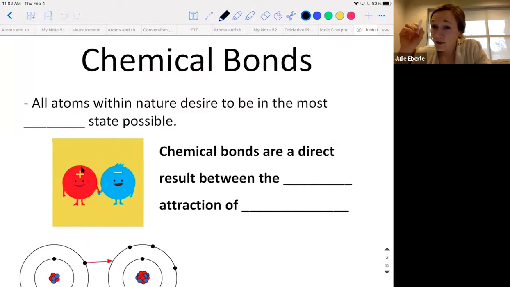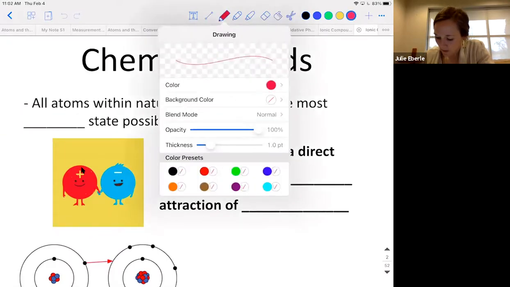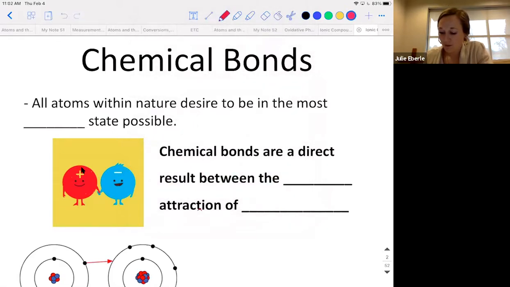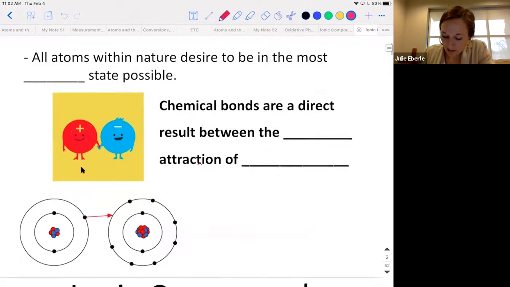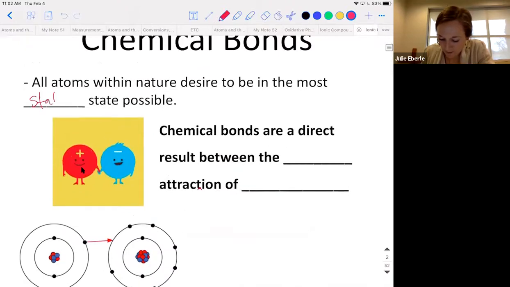So there's a rule we're going to get to later that helps us with that, but that kind of hits on the first blank today, which is that all atoms within nature desire to be in the most stable state possible. Okay, they want stability. And sometimes naturally, inherently, they're just not as stable as they could be if they were in a chemical bond. So that's the reason electrons will be given away or traded, like we talked about at the end of Tuesday. And when electrons are traded, that's where you enter into a chemical bond.